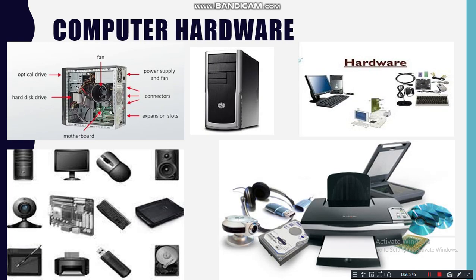Now let's go back to the computer hardware. There are two major parts of computer hardware. We have the computer system unit and the computer peripherals. The system unit is the main part of the computer system. In fact, that is the computer itself. The system unit comprises the central processing unit and other units like the input unit, the output units, the power unit, the power supply, the fan, and all of that.